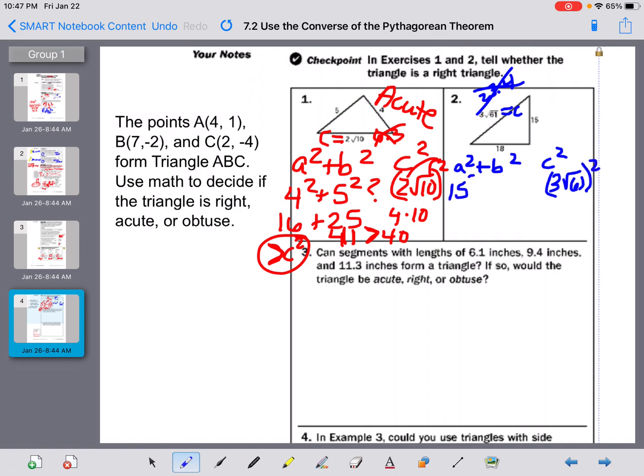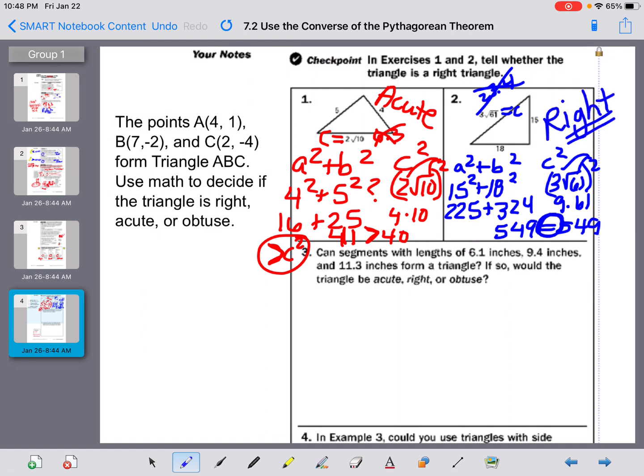And 15 and 18 into my a and b spots. So 15 squared is 225. 18 squared is 324. And remember, when I square a radical, I square the first number. 3 squared is 9. Square root of 61 squared is just 61. I multiply 9 times 61. I get 549. 225 plus 324 is 549. They are equal. Anytime they are equal, that triangle is a right triangle. Okay?